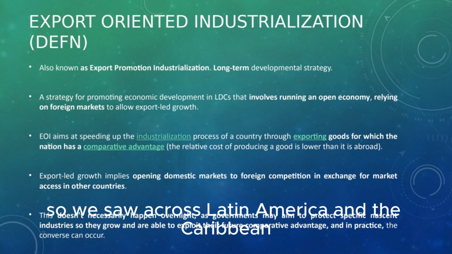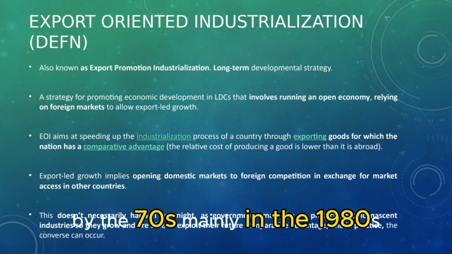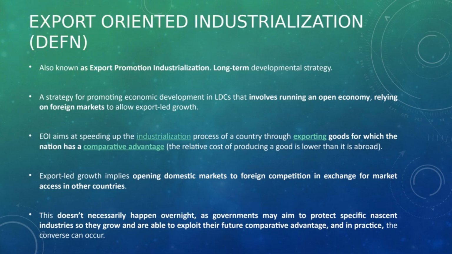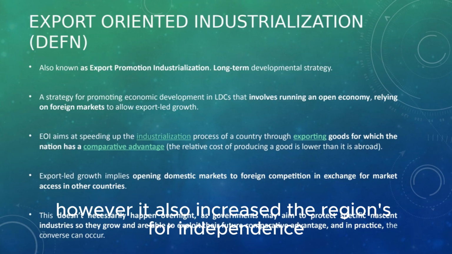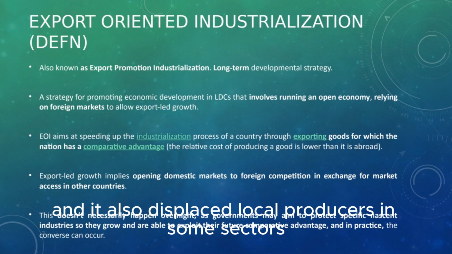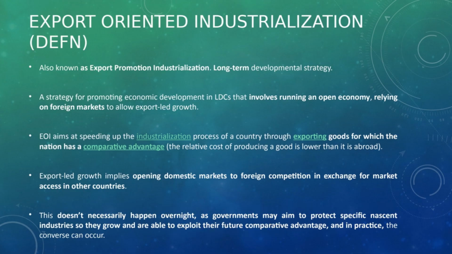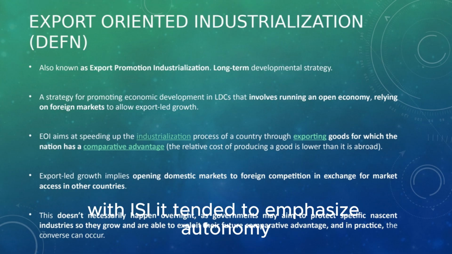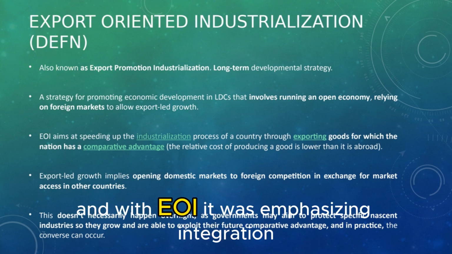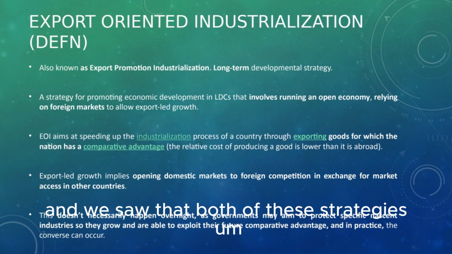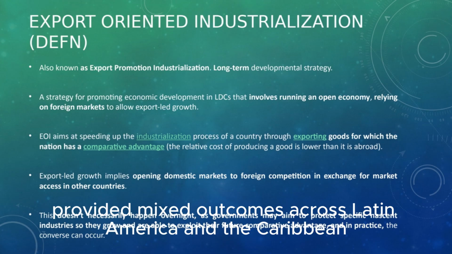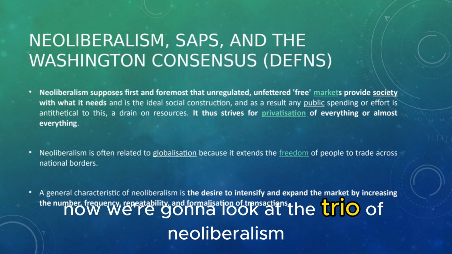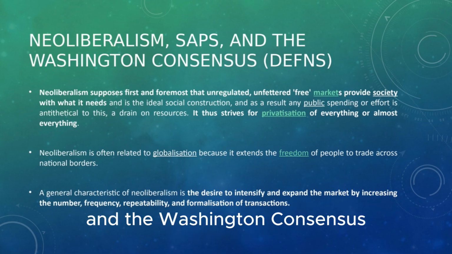So we saw across Latin America and the Caribbean by the 70s, mainly in the 1980s, as they tried to use the strategy, it actually expanded manufacturing and exports across the region. However, it also increased the region's foreign dependence, and it also displaced local producers in some sectors. So we saw that of these two main competing development strategies, ISI tended to emphasize autonomy, and EOI emphasized integration, and both of these strategies provided mixed outcomes across Latin America and the Caribbean. Now we're going to look at the trio of neoliberalism, structural adjustment programs, and the Washington Consensus.